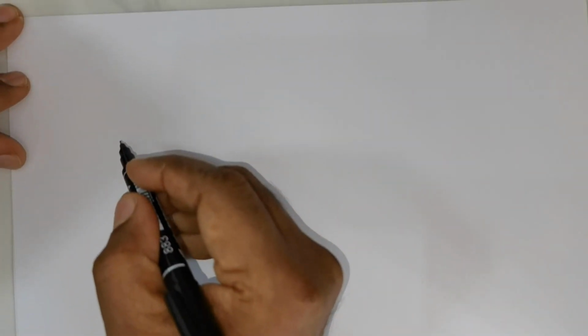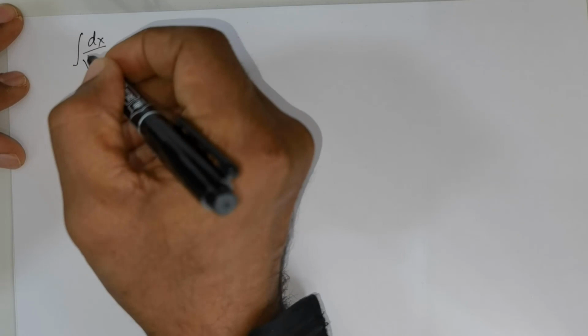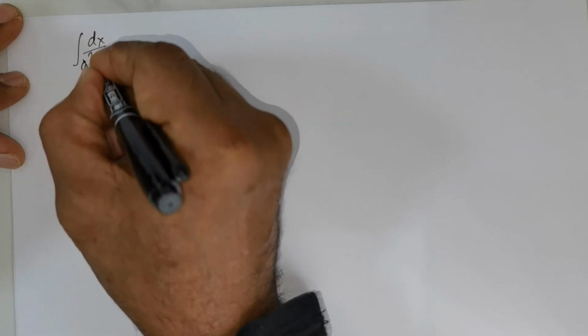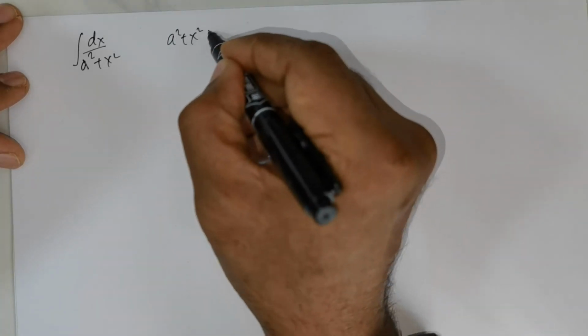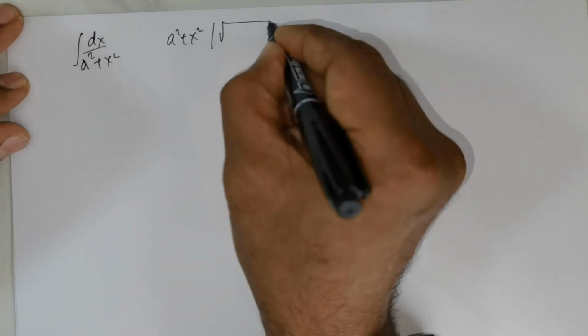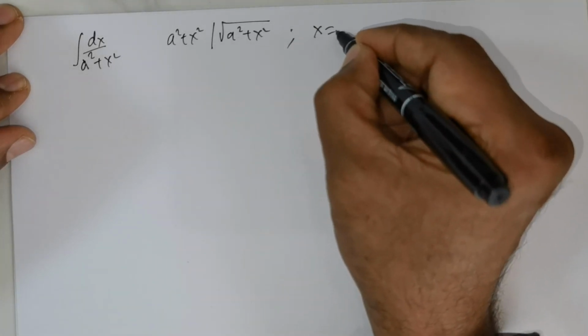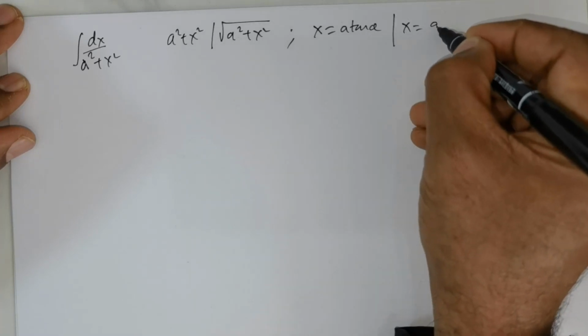Now continuing our study on standard substitutions. Suppose you have a quantity like the integral of dx over (a squared plus x squared). If the denominator has a squared plus x squared, or the square root of (a squared plus x squared), then you can use this substitution: x is equal to a tan theta or x is equal to a cot theta.